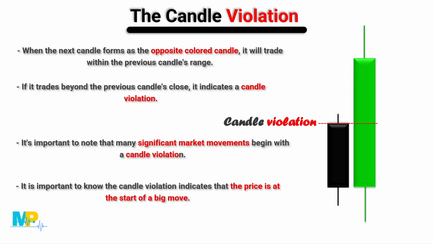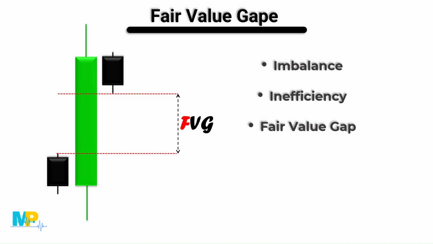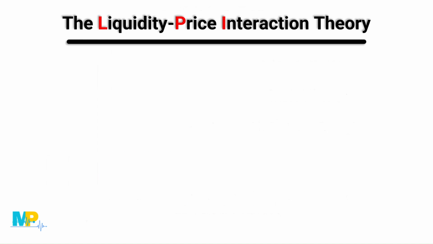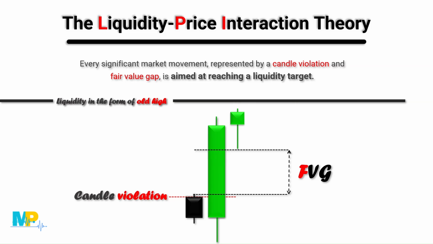For now, it is important to know the candle violation indicates that the price is at the start of a big move. The second concept is the imbalance, inefficiency, or fair value gap. These concepts are so similar, and they are indications of a big move in the market. The liquidity price interaction theory tells us every significant market movement represented by a candle violation and fair value gap is aimed at reaching a liquidity target. When trading a candle range using the candle range theory, it's important to identify whether the price has reached its liquidity target or not.